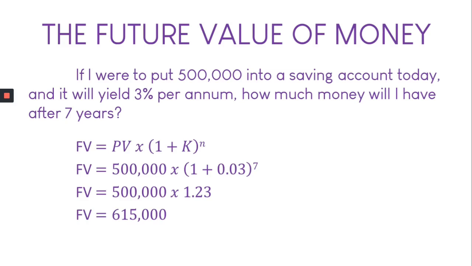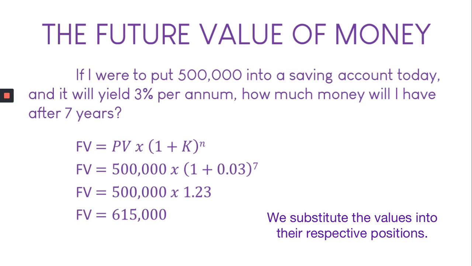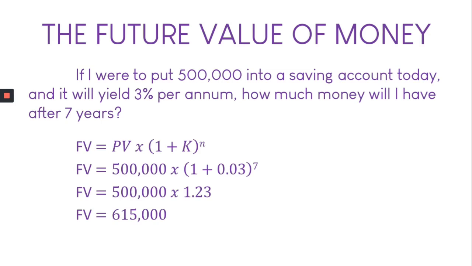We substitute the values into their respective places. So FV is equal to 500,000 times the product of 1 plus 0.03 to the 7th power, which is 1.23. It will yield us 615,000. So 615,000 will be the value of the 500,000 7 years from today if we put it in the bank, if it will yield 3% per annum.